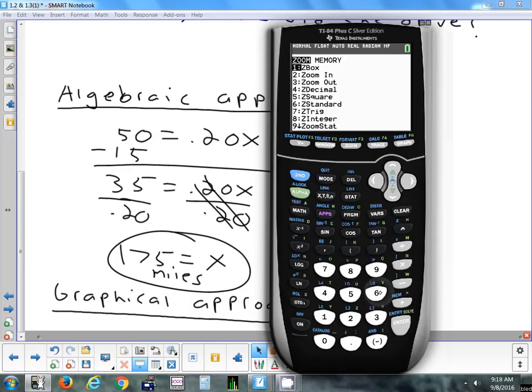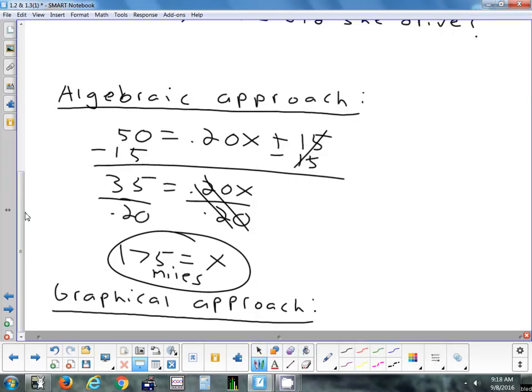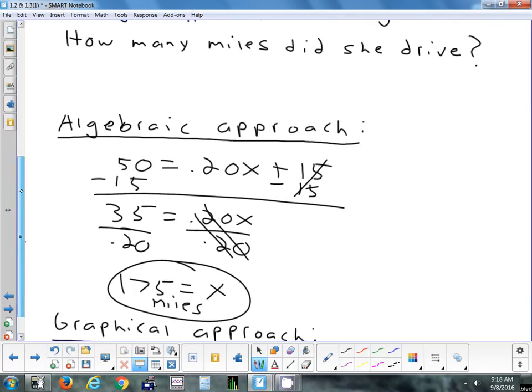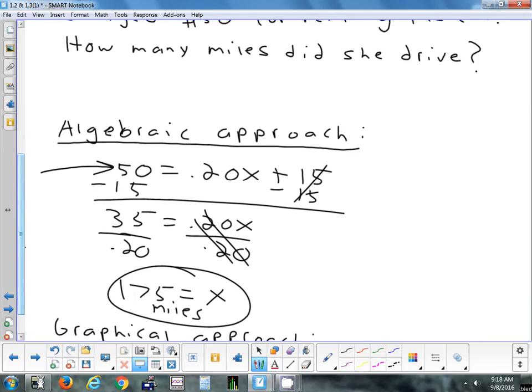So I'm going to just do zoom 6. Okay, put everything back the way it was. And I'm going to go to y equals. If you've got anything typed in there, you can just clear it. All right, so now I'm going to focus on this line right here. I have something on the left, and I had something else on the right, okay, before I crossed out the 15. Okay, I'm going to take what's on the left, and I'm going to type that in y1.